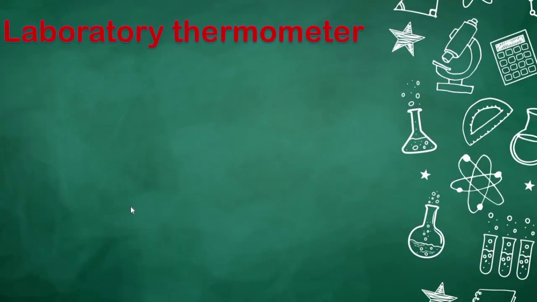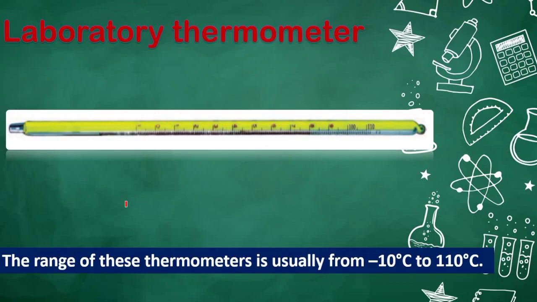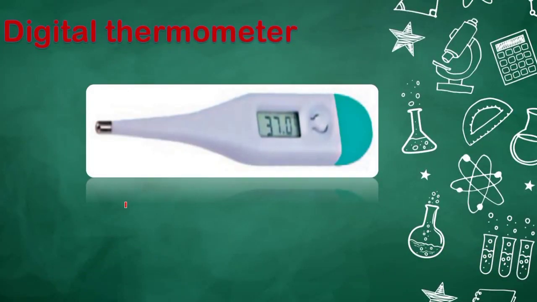Here is the next type of thermometer, that is the laboratory thermometer. It is used to measure the temperature of non-living things, and the range of these thermometers is usually from minus 10 degrees centigrade to 110 degrees centigrade. One more type of thermometer is the digital thermometer. It is also used to measure the temperature of the human body.